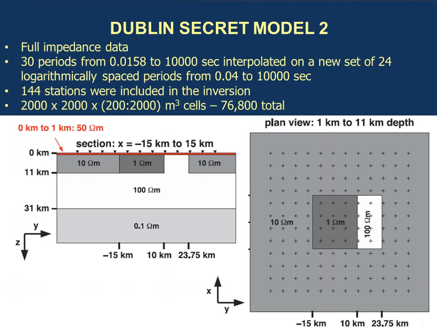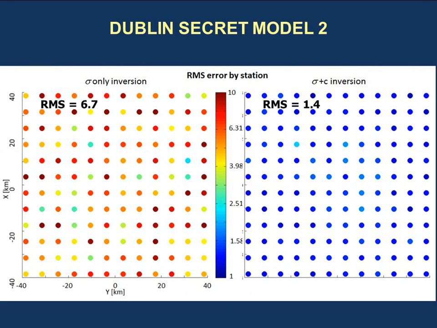The model is 3 layers, actually 4 layers. There is a thin 50 ohm layer on top. The top layer has a conductor and a resistor here, 1 ohm and 100 ohm. And this is a vertical section, obviously, and this is a horizontal section of the first layer. These are the RMS values per station, with red meaning high RMS and blue low RMS.